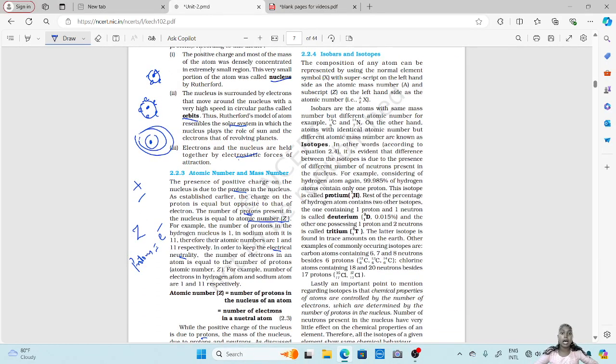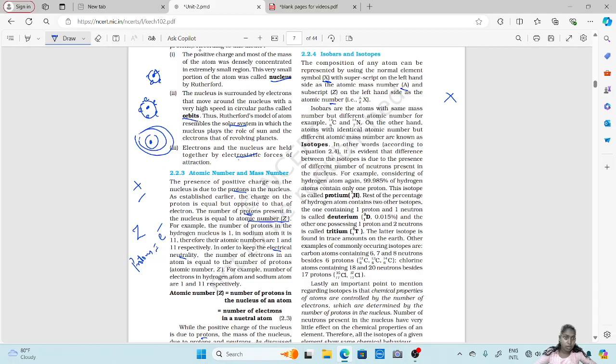Now, what are isobars and isotopes? The composition of an atom can be represented using the normal element symbol X, with a superscript on the left side as the mass number A and a subscript on the left side as the atomic number Z. So how is it written?